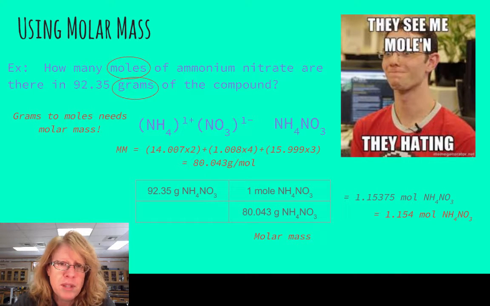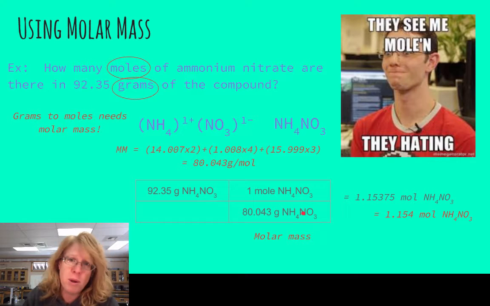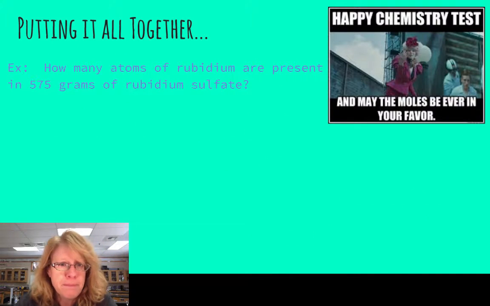Rounded to the correct number of sig figs, we have 4 sig figs in this problem because our number 92.35 has 4 sig figs. So there's your correct answer, 1.154 moles of ammonium nitrate. Again, really not a lot of difference. The biggest difference here is the molar mass step. You have to do that addition step first. You've got to write the formula out, figure out all the components of that formula, and then add them all up. Okay, I think this is the last one.